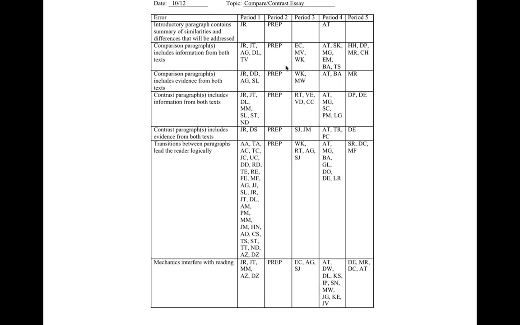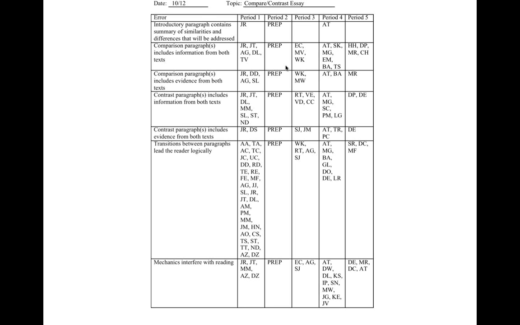We do not need to reteach periods 3, 4, and 5 about transitions. We need to reteach period 1. What we need to do in period 3 is grab those 4 students and do some more small group instruction. Until we get to this kind of error coding and error analysis, I don't think we actually get to much feed-forward instruction.